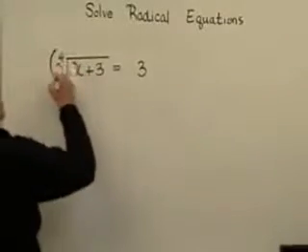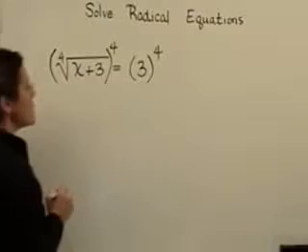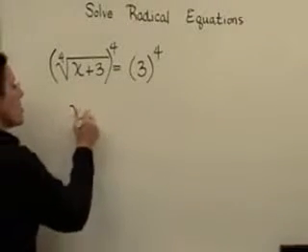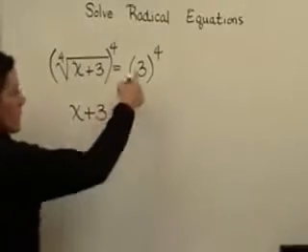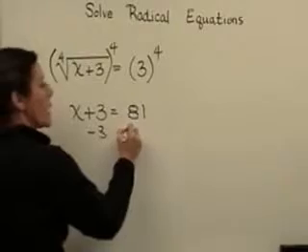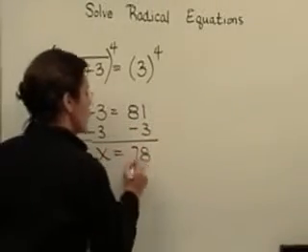So I'm going to show my work that I'm raising both sides to the fourth power to keep the balance, and what I will have then from this expression is just what's under the radical, the x plus 3. 3 to the fourth power is equal to 81, and now all I have to do is subtract 3 from both sides, and I find out that x is equal to 78.